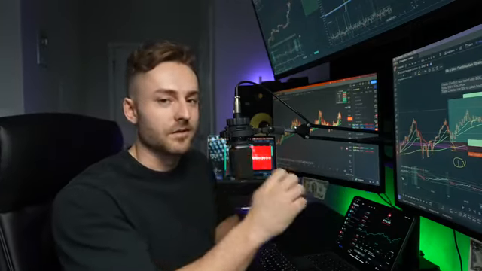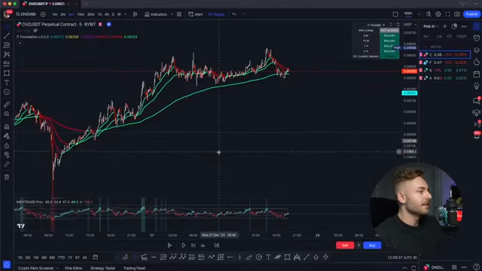Now, there are going to be losses in trades. A lot of these are going to lose, but the idea is to follow the trends, generally speaking, and use these tools to be able to have precise entries. All right, so let's take a look at another example.